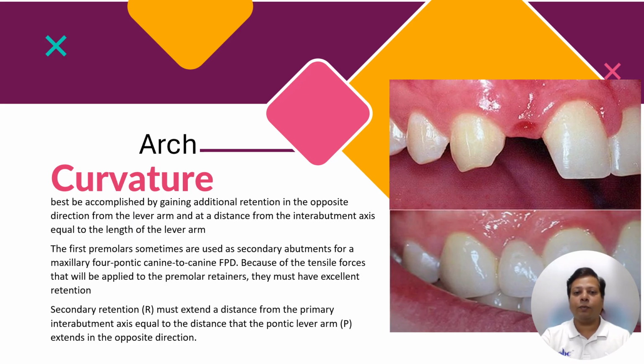Like the first premolars, which sometimes are used as secondary abutments for a maxillary 4 pontic canine to canine fixed partial denture. Because of the tensile forces that will be applied on the premolar retainers, they must have excellent retention. The secondary retention must be extended a distance from the primary interabutment axis equal to the distance from the pontic lever arm that extends in the opposite direction.